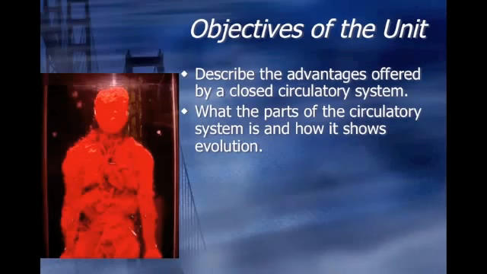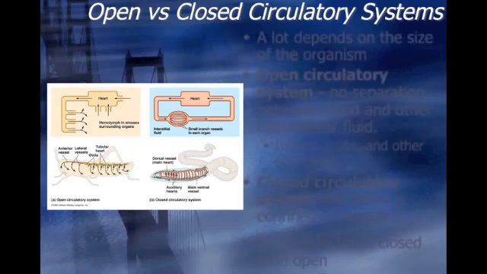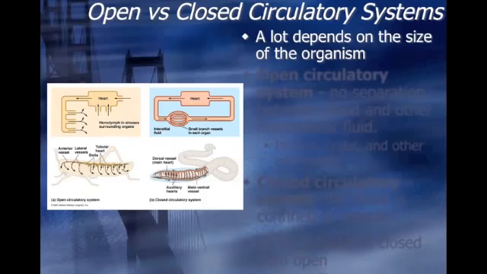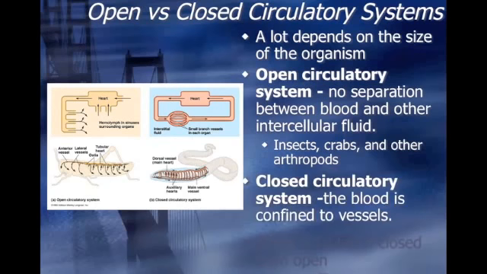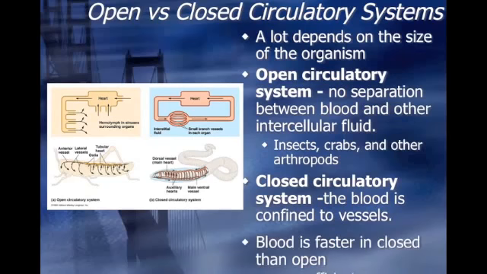each part shows evolution. So the open versus closed circulatory system is a very interesting feat, and it hugely depends on the size of the organism. We have the open circulatory system where there's no separation between blood and other intercellular fluid, and this is usually smaller animals like insects, crabs, and other arthropods. In the closed circulatory system, the blood is confined to vessels, which is what we have. And the blood is faster in a closed circulatory system than an open, and therefore it is more efficient.